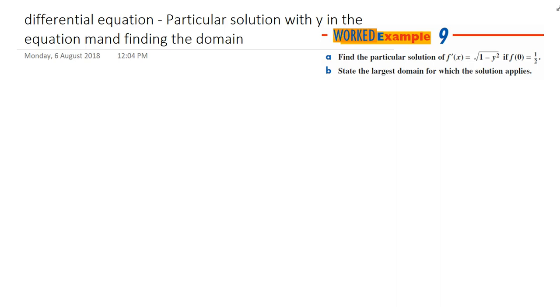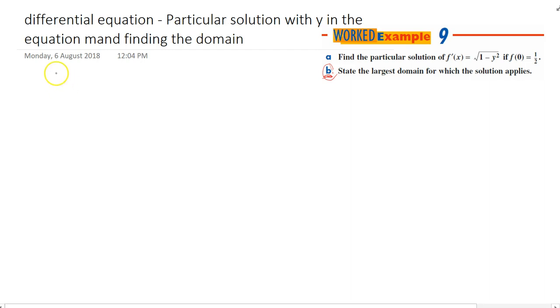All right, so we're continuing on here with our differential equations with y in the equation. This time we're going to find a particular solution. So we're going to anti-differentiate and then sub some sort of initial condition in and find C. But then we're also going to find the largest domain for which the solution applies. That's going to be a little bit foreign to you, but it'll all make sense.